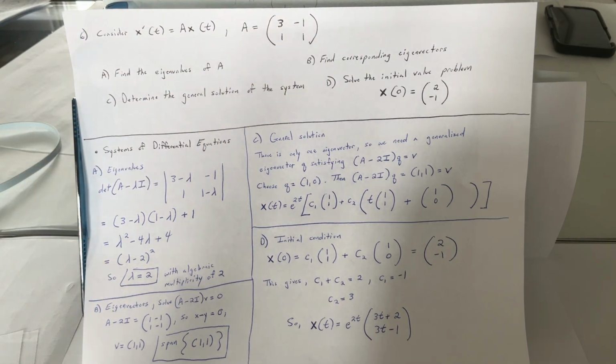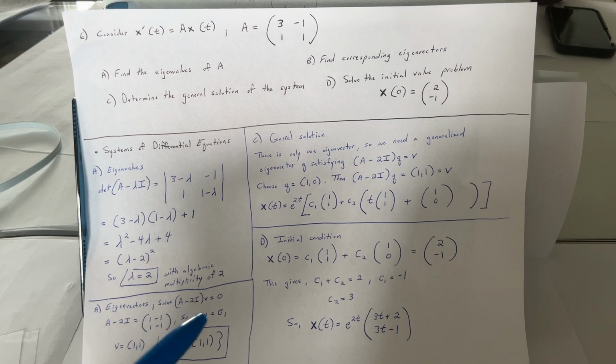For part B, find the corresponding eigenvectors. Well, for the eigenvectors, we're going to solve A minus 2I times v equals 0. A minus 2I equals this: first row 1, negative 1, second row 1, negative 1. So we could set this up as x minus y equals 0. So v is 1, 1. So the span is just 1, 1.